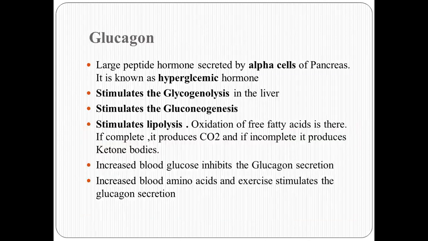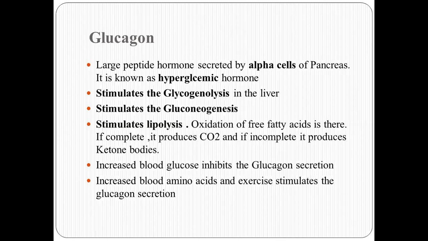Coming to the hormone which is acting as a contradictory to the insulin hormone. So we'll have just a glimpse of this hormone. This glucagon hormone is a large peptide hormone and it is secreted by alpha cells. It is known as hyperglycemic hormone and it causes just the opposite effect of the insulin hormone. It stimulates the glycogenolysis, stimulates the gluconeogenesis, and it stimulates the lipolysis. So whatever activity of insulin, just the opposite of that, it occurs here by the glucagon hormone.